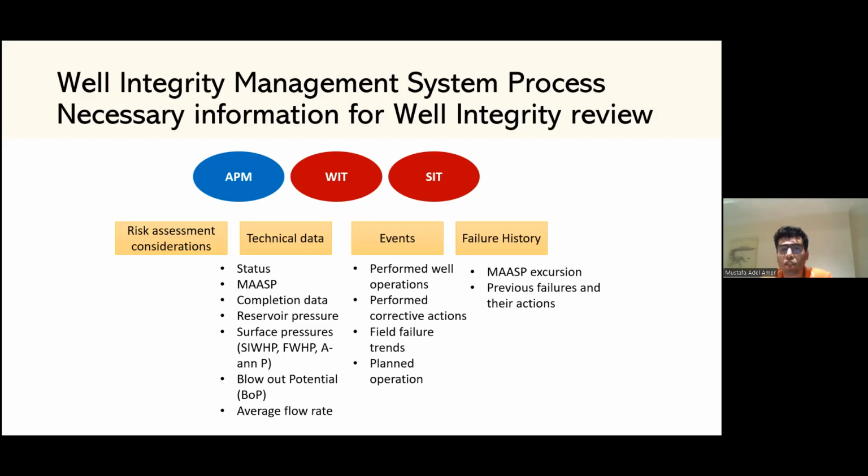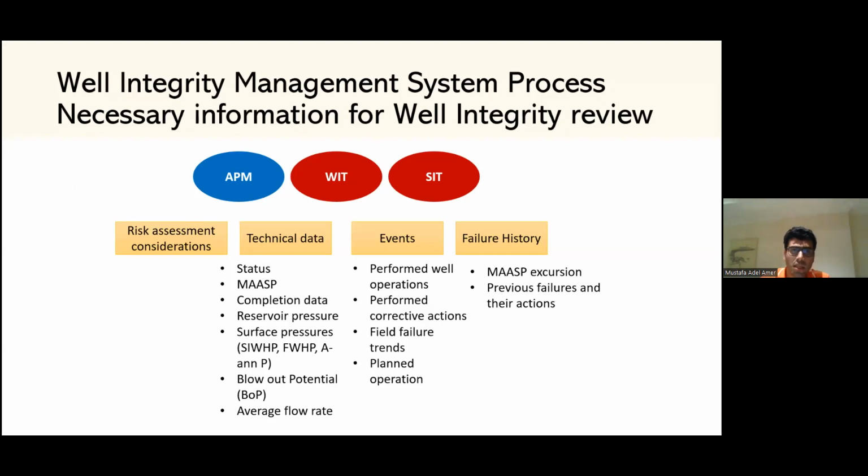You take into consideration as well the status of the well. Is it a high producer or low producer? Because if the well is a high producer and you want to shut the well down for operation, usually it's difficult to do so. It depends on the company and its target. Look at the MAASP, the completion data, the reservoir data, and you look also at what future operations should be performed on the well, because the integrity status of the well could impact how things should go on the well.